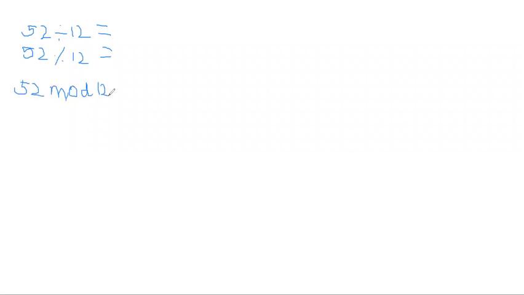Now suppose I want to find it out in the normal way, I'll just do it on this side as rough work. How are we going to do it by hand if it is a small number? So 52 divided by 12. You know 12 fours are 48. So what is the remainder value I'm going to get? I will get 4. So I know that 4 will be my answer.